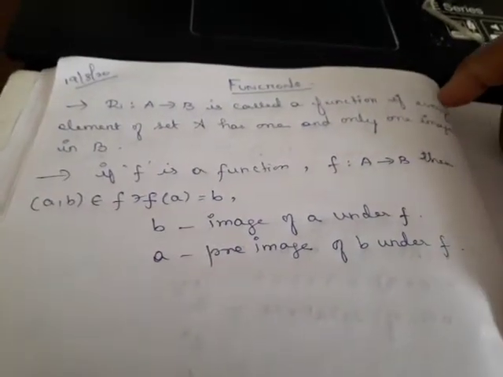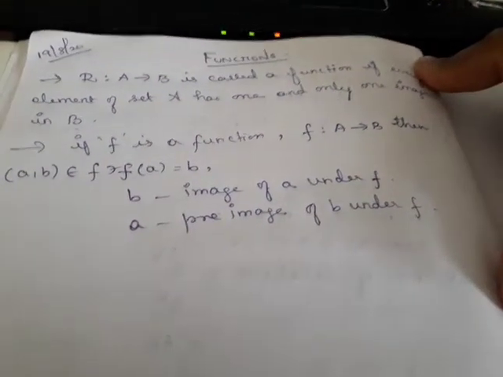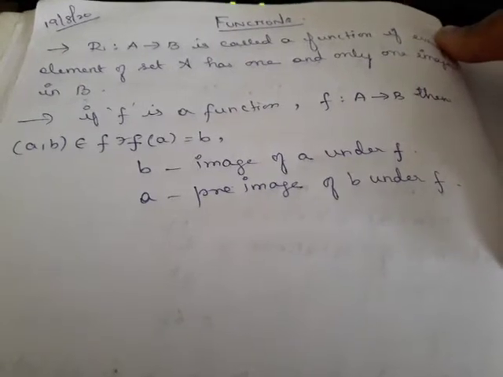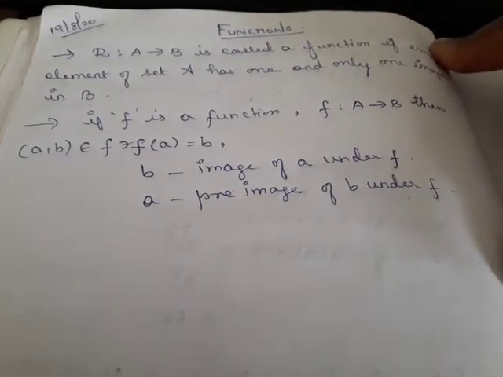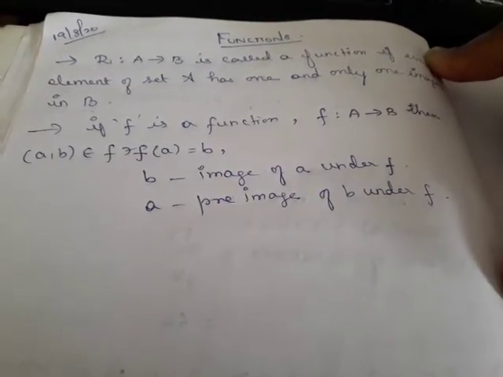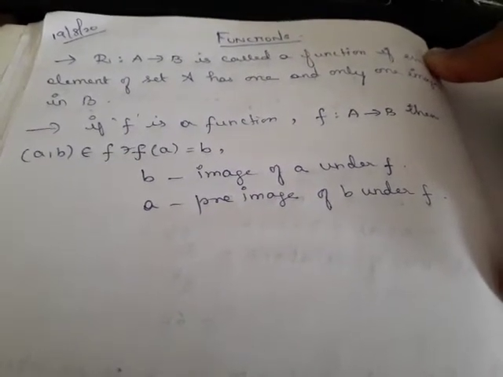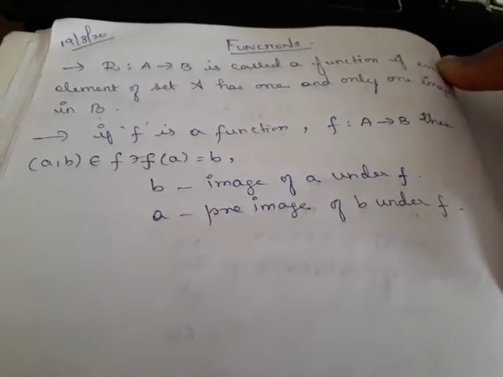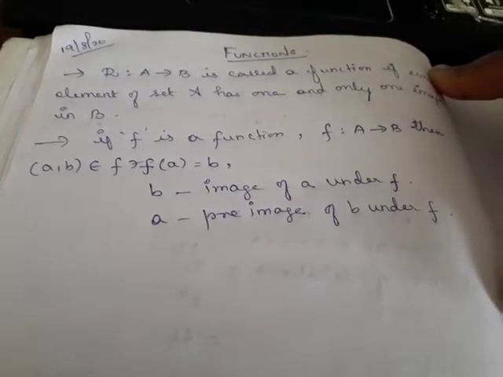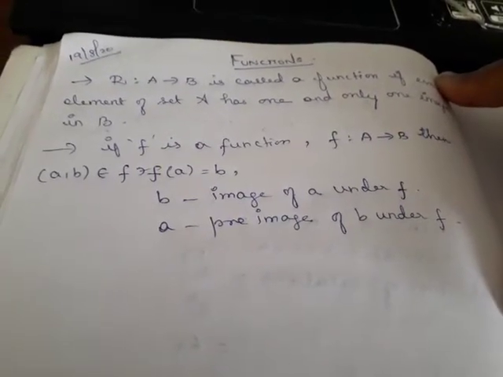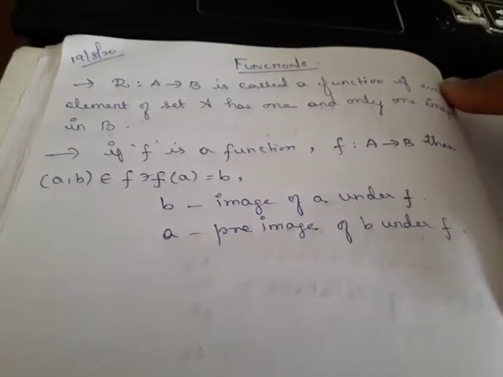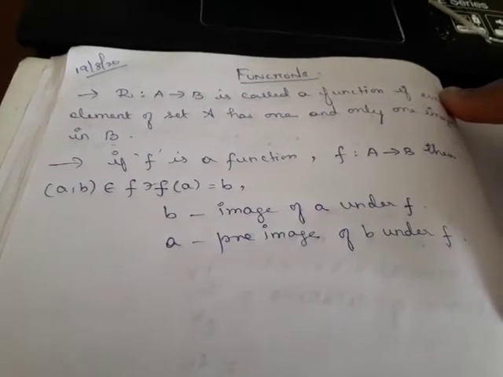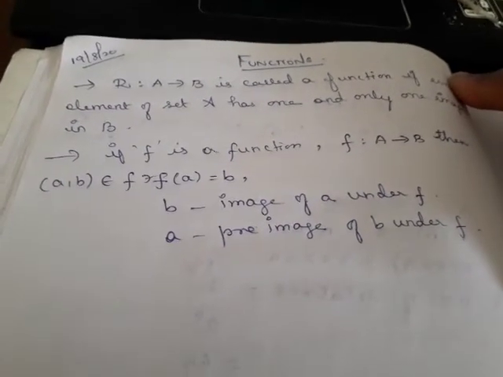Hello students, in today's class we are going to learn about a concept called functions. So far we learned about the Cartesian product of two sets and what is meant by a relation. What is meant by a relation? A relation is a subset of the Cartesian product, and it is defined from one set to the other set. That's what we learned in the previous class, right?